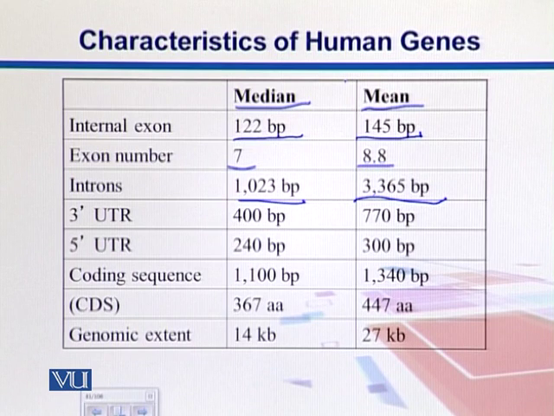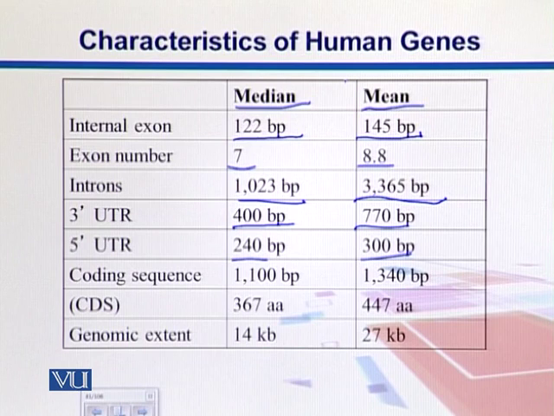3' UTRs are the untranslated regions towards the 3' side. The DNA gets transcribed into messenger RNA, and then messenger RNA is translated. UTRs are the part of messenger RNA which are not translated, but they are transcribed into messenger RNA. If you look into 3' UTRs, the median is around 400 base pairs, and the mean is 770. 5' UTRs are 240 base pairs.